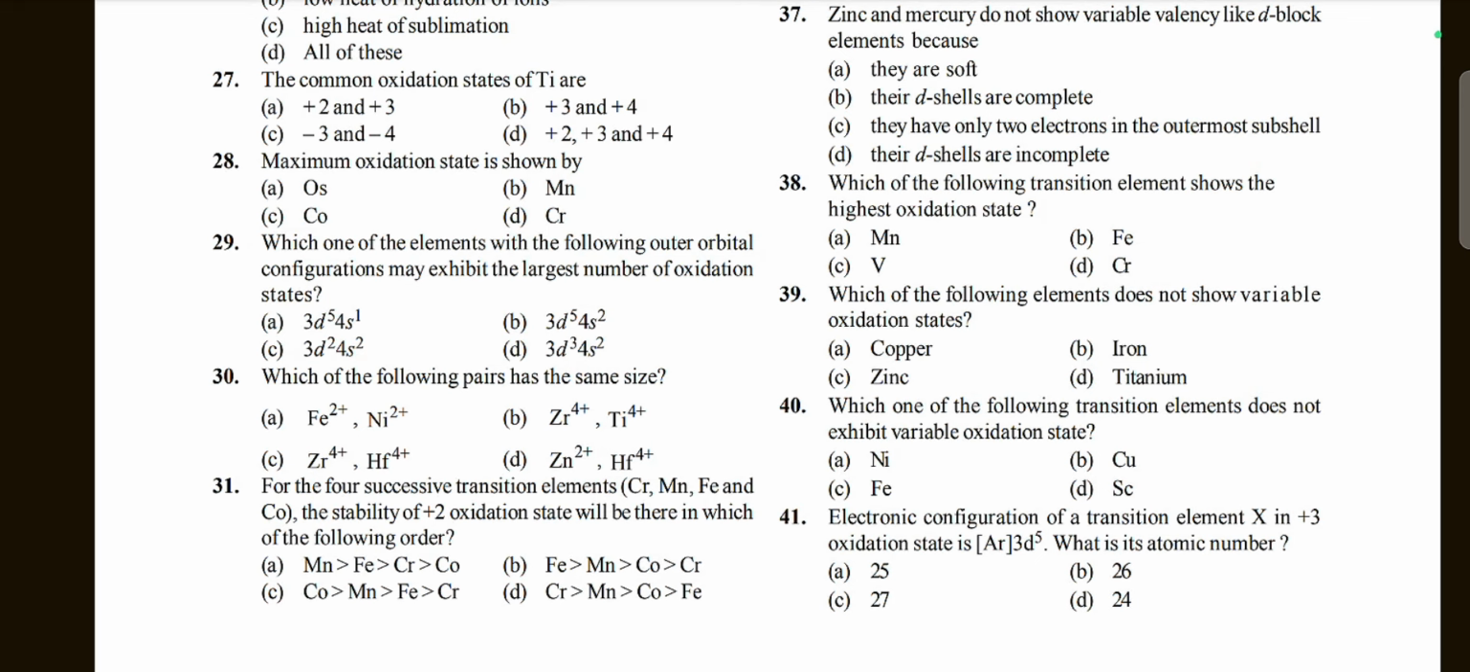Electronic configuration of transition element X in +3 oxidation state is argon 3d5. What is its atomic number? 26. Option B will be the answer.